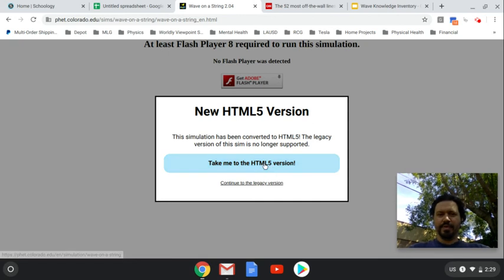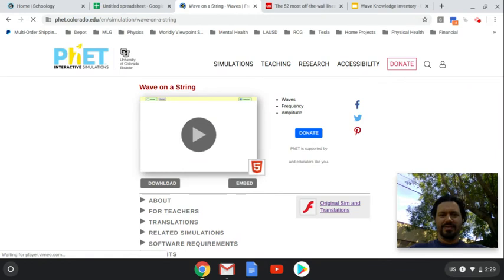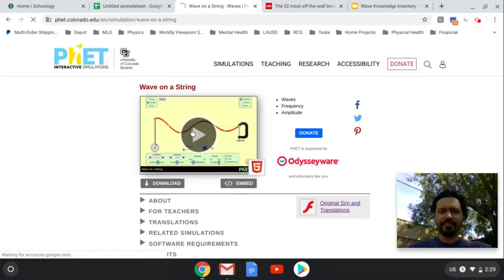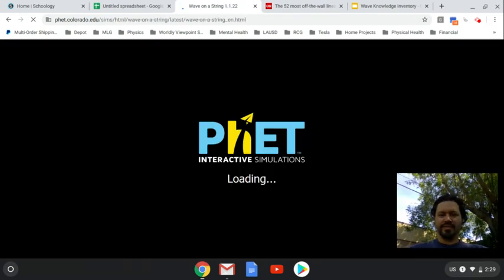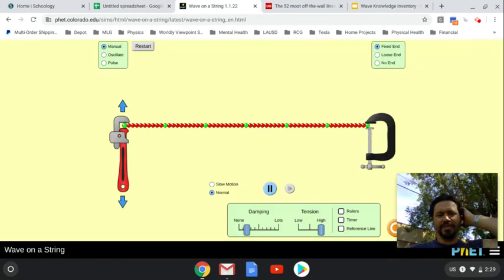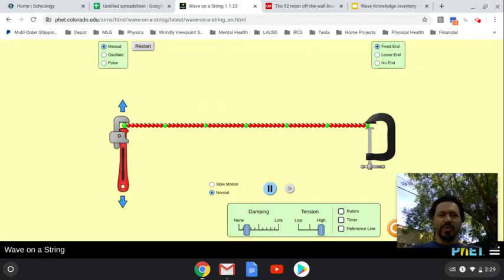Oops. Okay. I gave you guys the wrong link. So it'll take you here. You just click on the little play button there, and it'll open up the sim. And this is called Waves on a String.